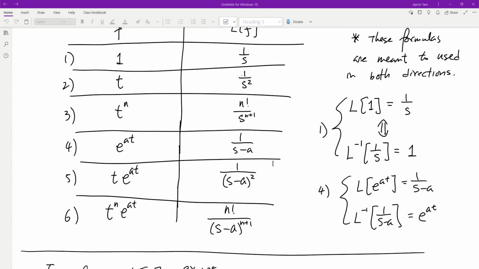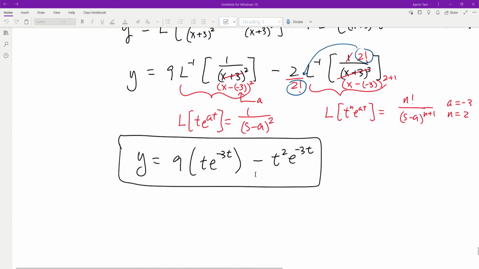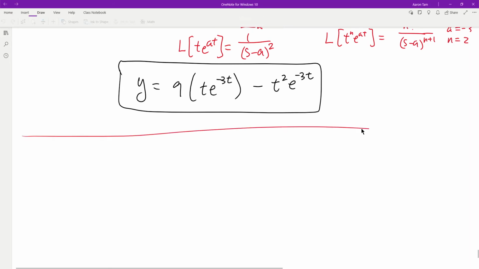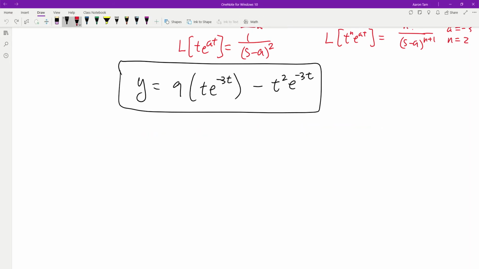So what I want to do today is just go through a few more examples on using the table to generate the function y if you do know the Laplace transform of it.